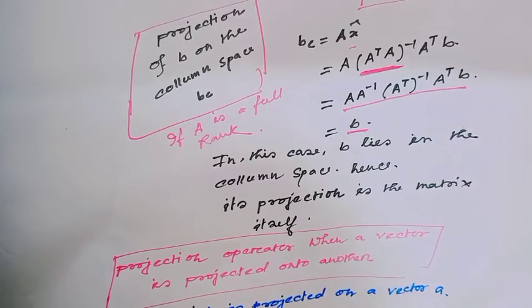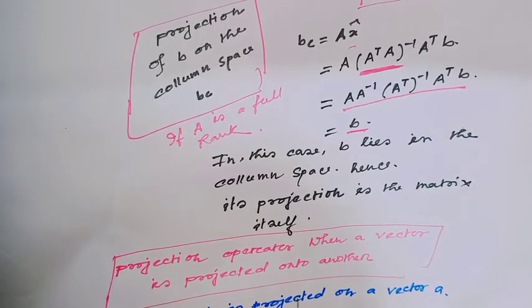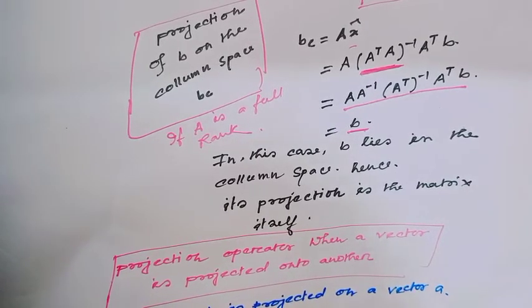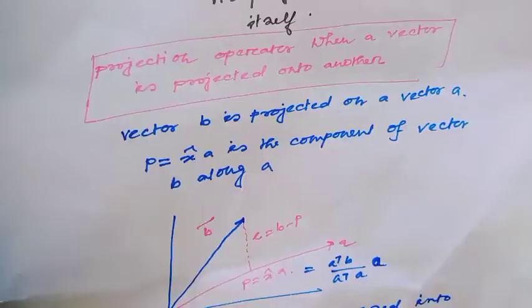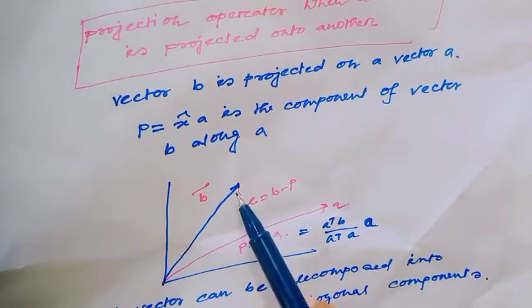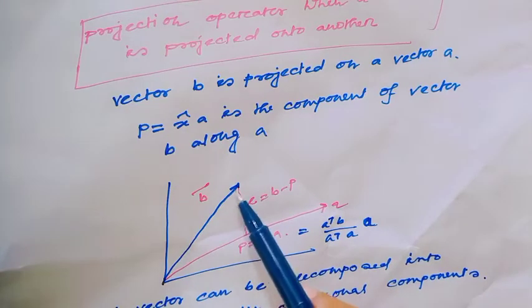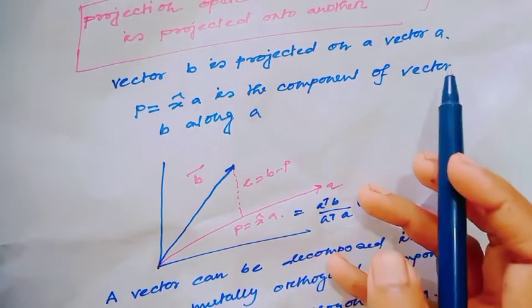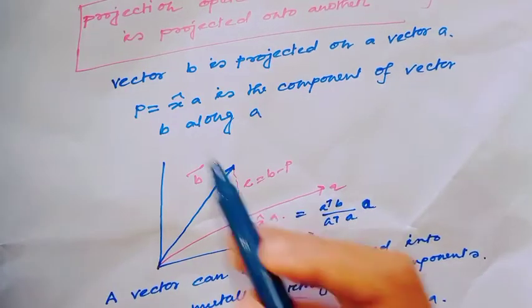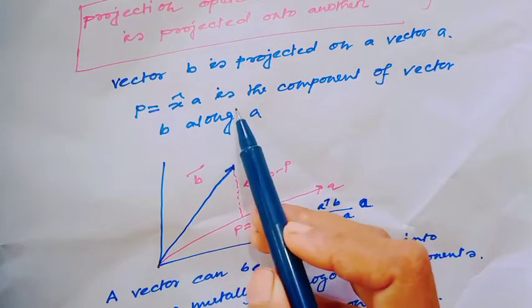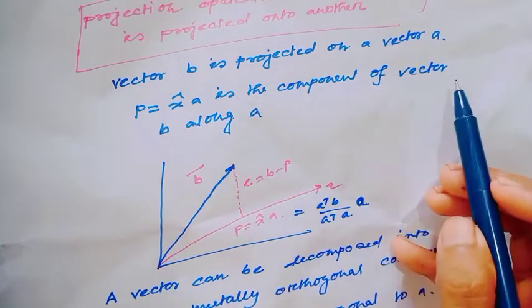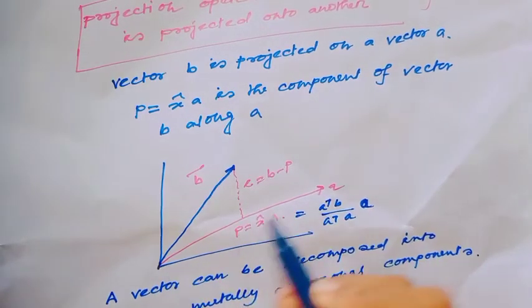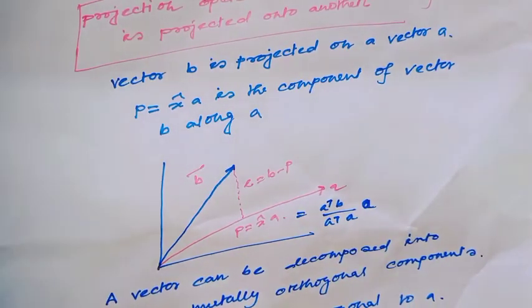When a vector is projected onto another space, consider this picture. This is an arbitrary vector B. Vector B is projected on the vector A, where P equal to x tilde A is the component of the vector B along the line A. Okay?